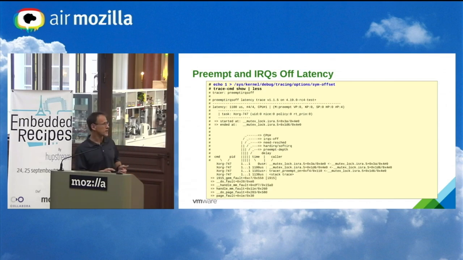By the way, I wanted to see where these things were, so if you echo one into the sym-offset option, you get more information in your output.